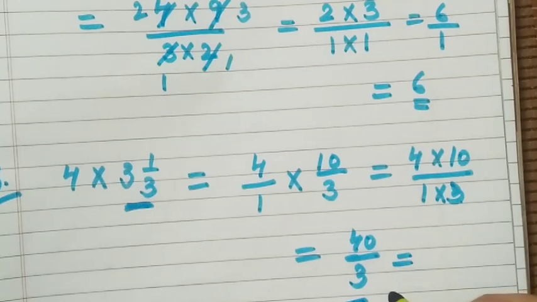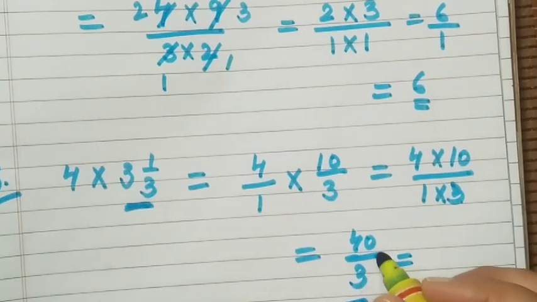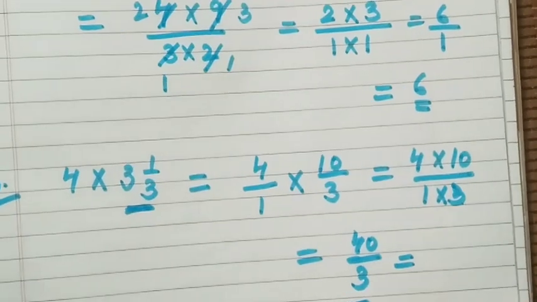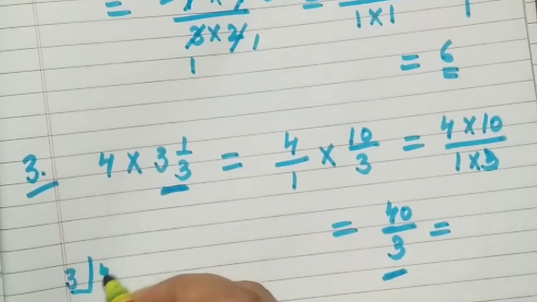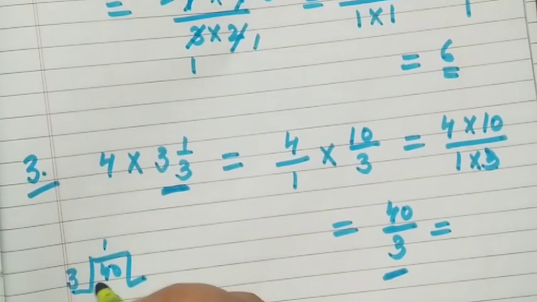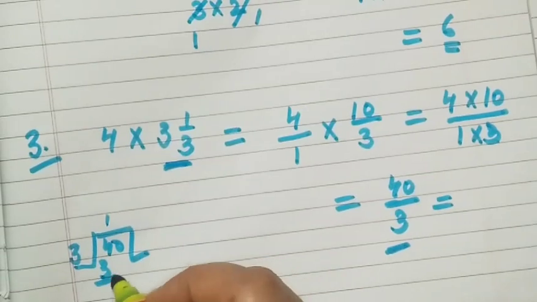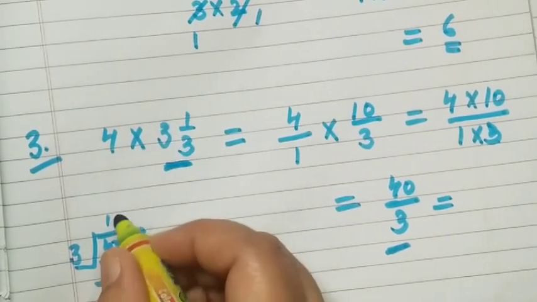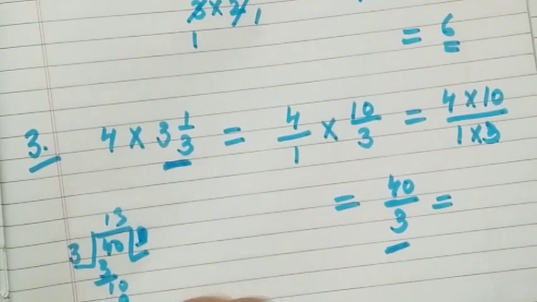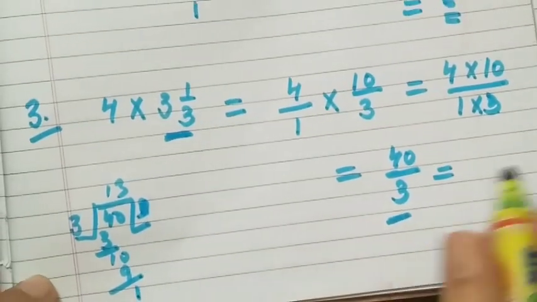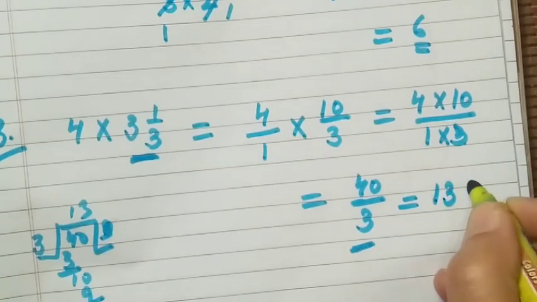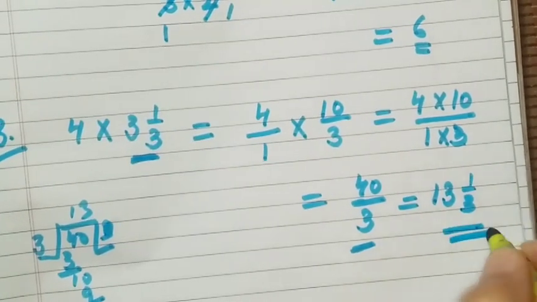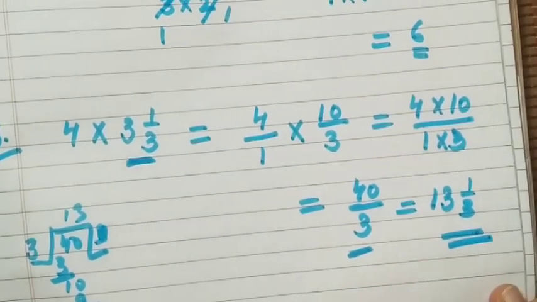And if you convert this into a mixed fraction, how do you convert it? You have to divide 40 by 3. I'm going to show you here simply. If you divide this, 3 times 1 is 3 and 1 is left, and 3 times 3 is 9. What is left? 1. So our answer will be directly 13 whole 1 by 3. So this is our answer.